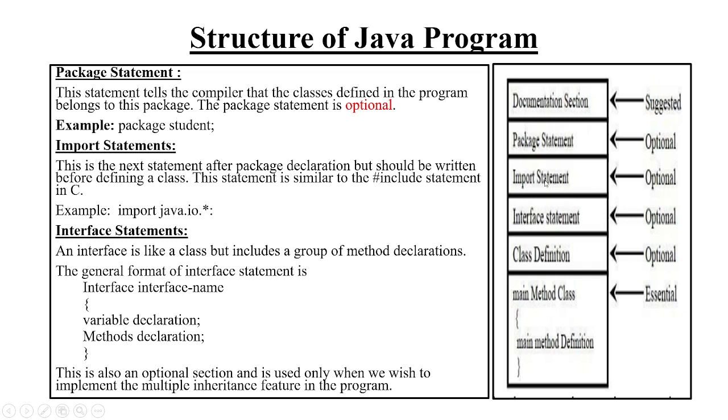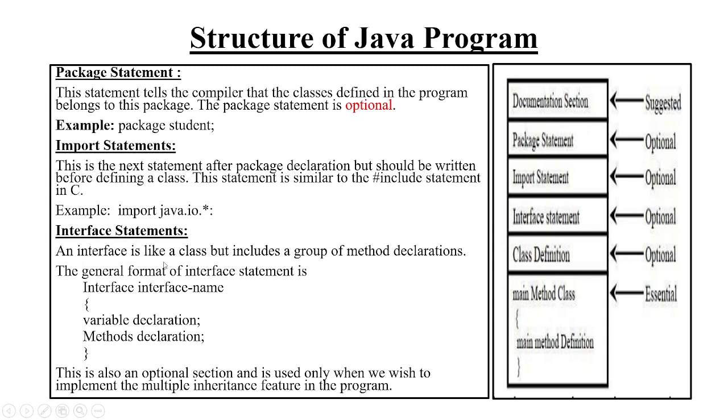And the third one is the import statement. If we want to import any information or any content into the current program, we are going to write this statement, that is import java.io.*. This statement is similar to the hash include statement in the C programming language. So here we are importing the Java input output package, where the asterisk includes all the contents that are there within this package.